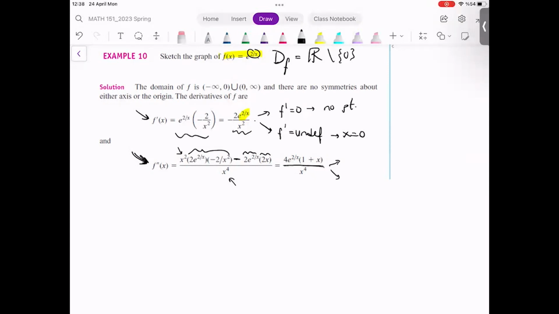Again, search for where the second derivative function is 0 and where it is undefined. It is 0 when x is minus 1, and it is undefined when x is 0. So these are all the critical points for us. Now we are ready to draw the sign table together. Okay, let's do that.